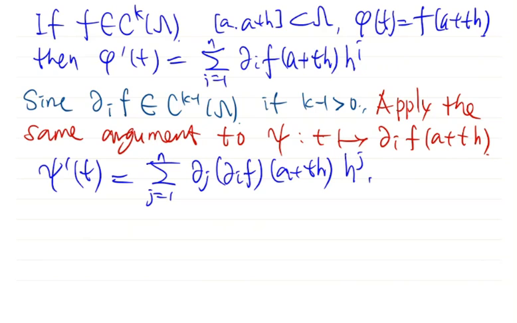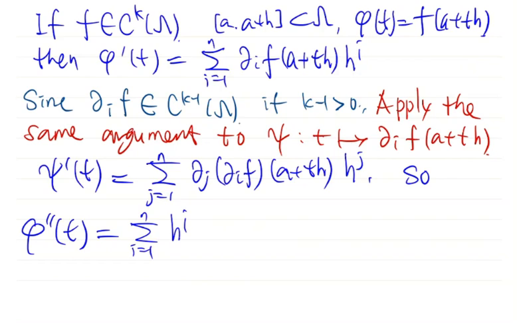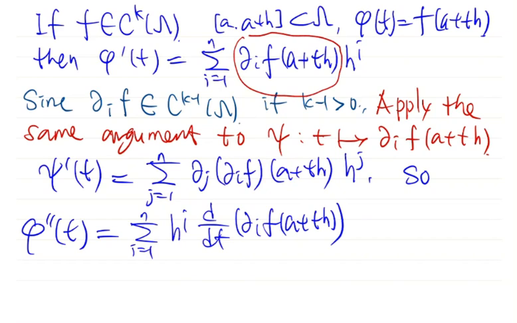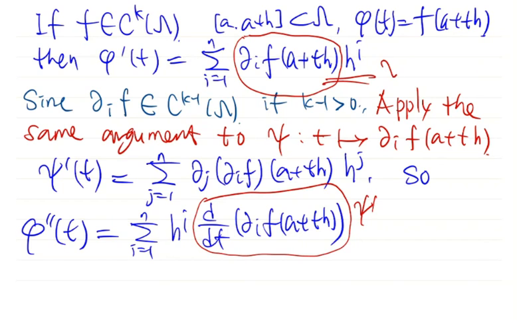So our phi has a second order derivative. So phi double prime t is the derivative with respect to t of the sum over i from 1 to n of h_i D_i f(a plus th). The derivative of phi is the derivative of this D_i f, then multiplied by h_i. So the red circle term is here. The derivative of the red circle term is here. But this is the phi prime. By the definition of phi, this circle term is exactly psi.